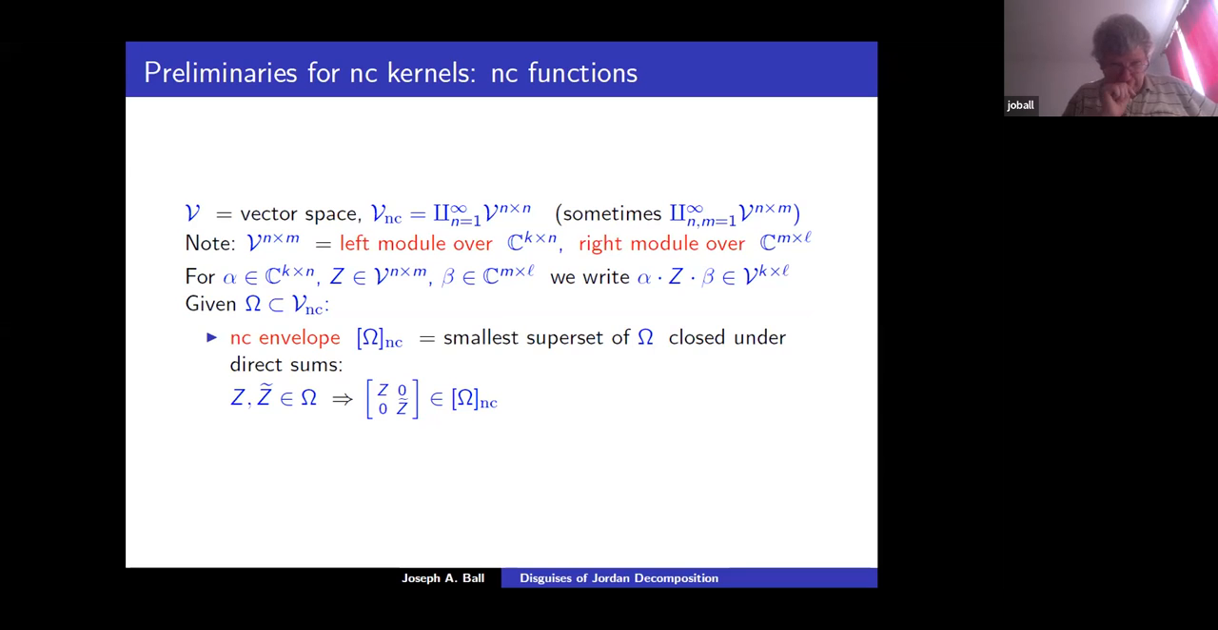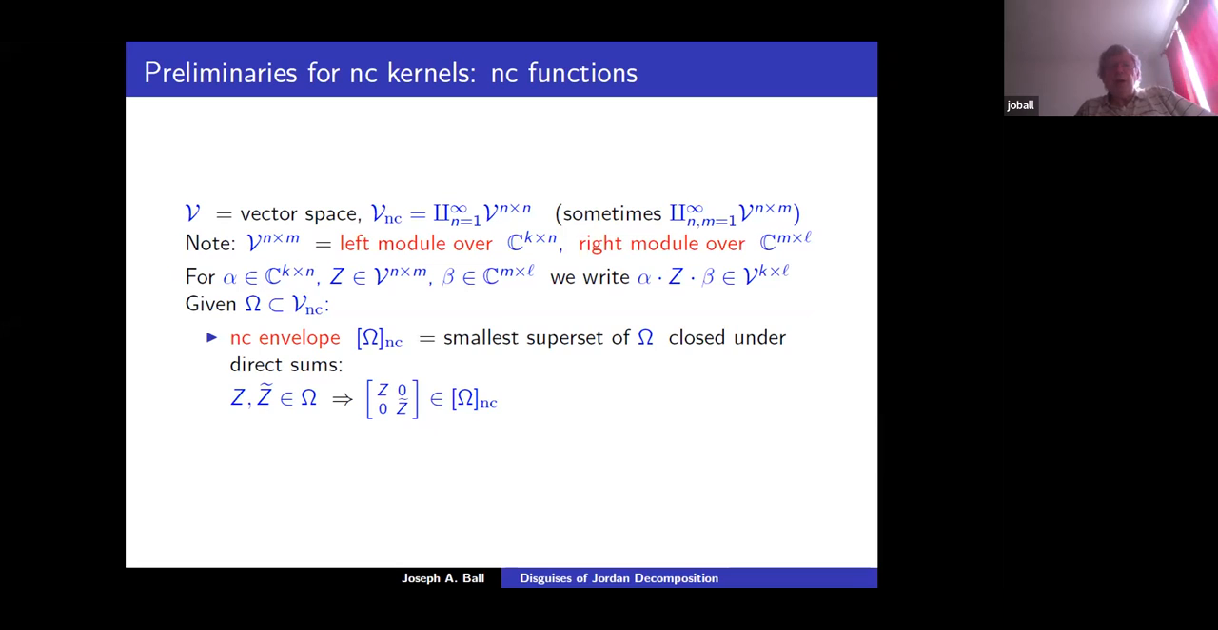V as a vector space is a module over the complex numbers. So when you take matrices over V, you can multiply by complex matrices using the module structure of V. So the n by m matrices over V form a left module over C^(k by n) and a right module over C^(m by l) for whatever sizes you want as it comes up. So when we do this multiplication, we'll just have the point alpha, the matrix c, the point beta. It gets us in a different place. We have the notion of non-commutative envelope.